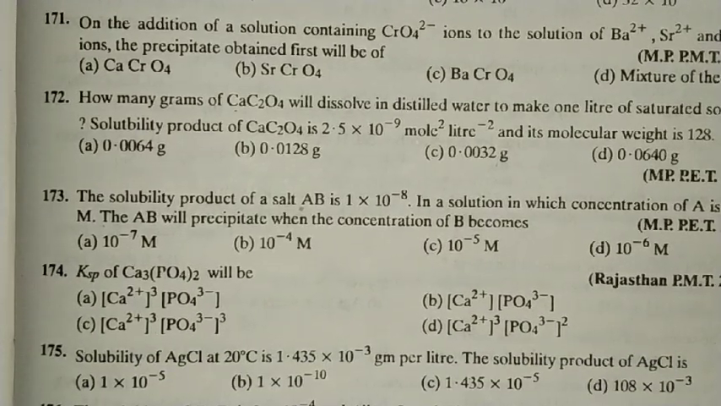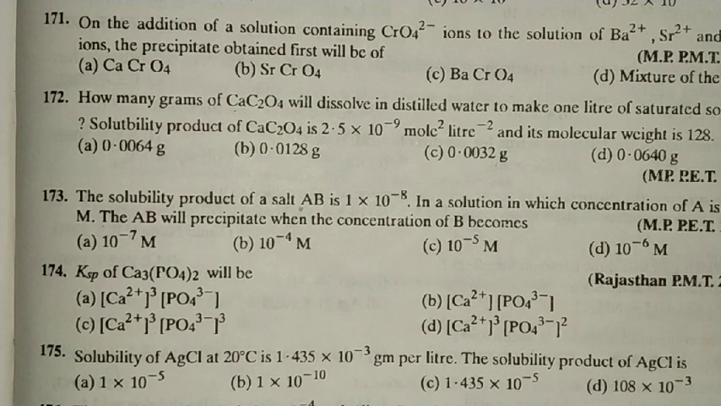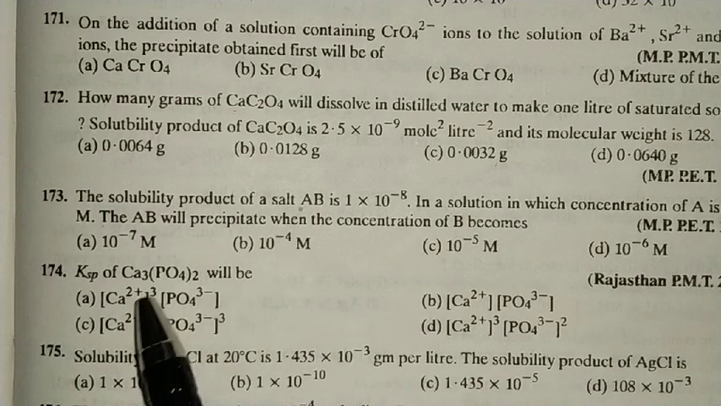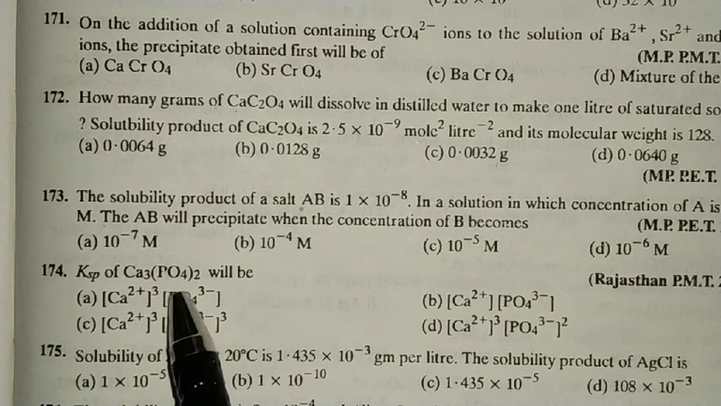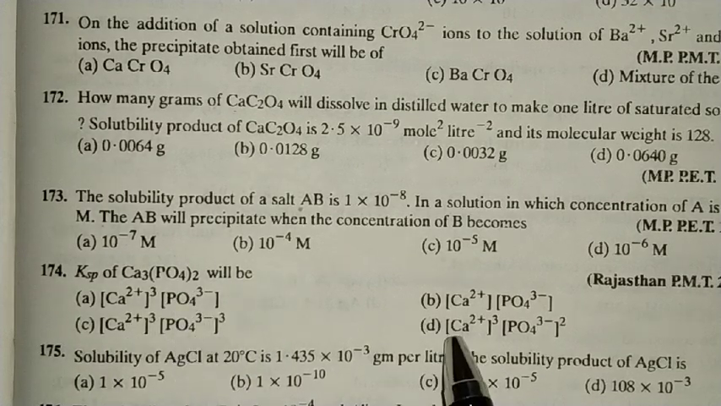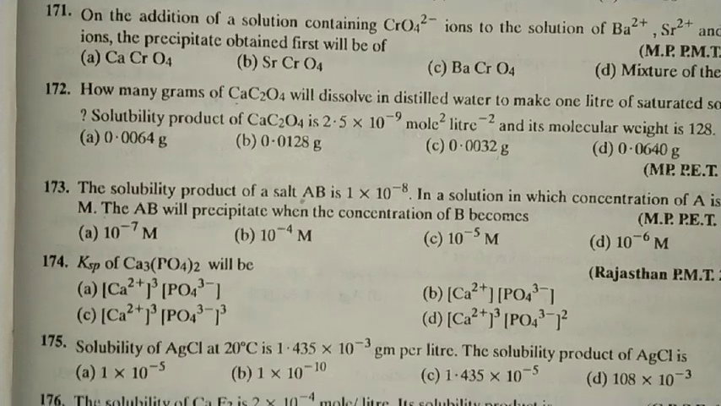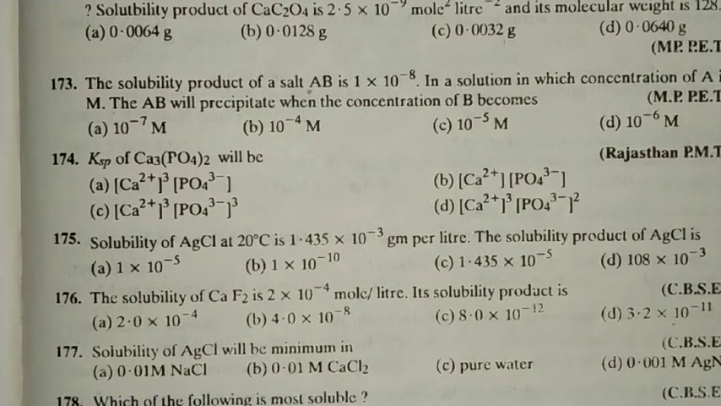Ksp of calcium phosphate will be. This is the direct question. So what is the answer here? If you split into ions, you'll get Ca²⁺ 3 times, PO4³⁻ 2 times. That means option D. Is it okay? So the remaining two questions, 75, 76, both are the same model. You just go through that.